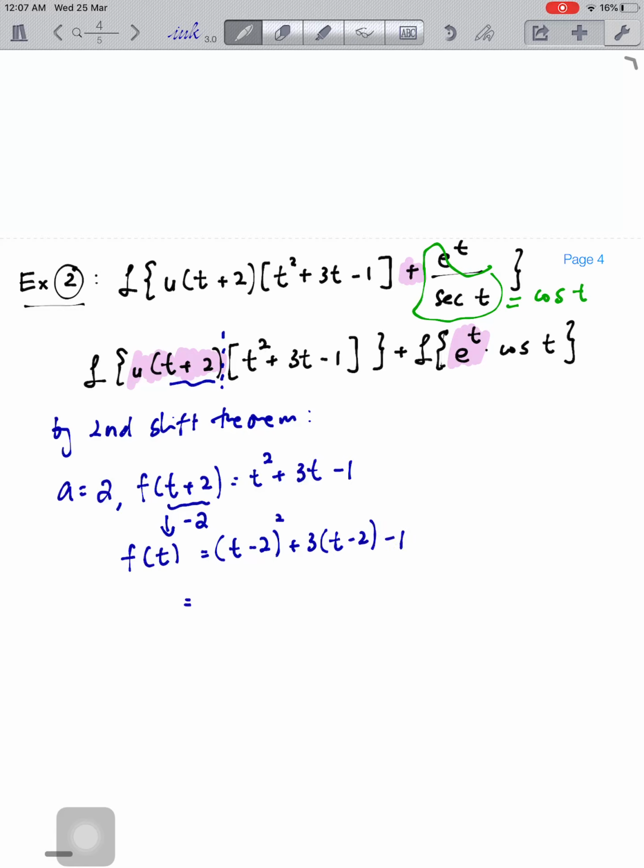And simplify this, for which you will get t squared minus 4t plus 4 plus 3t minus 6 minus 1. I'll end up with t squared minus t, and 4 minus 7, that is going to be negative 3.